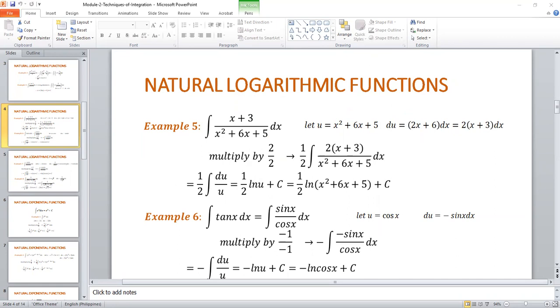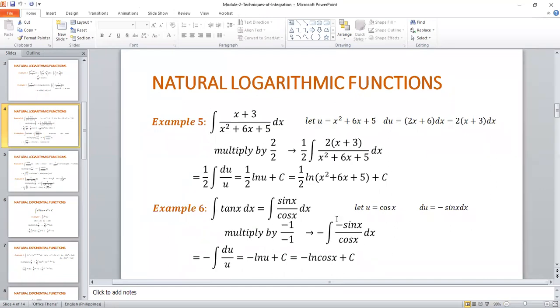Okay, no reaction, so we go to number 6. This is the 6th example, and this time we're dealing with a trigonometric function, a tangent function. Recall the basic functions, the 6 trigonometric functions that can be directly integrated. We only have the sine, the cosine, the secant squared, the negative cosecant squared, the secant u tangent u, and the negative cosecant u cotangent u. This one is not included there.